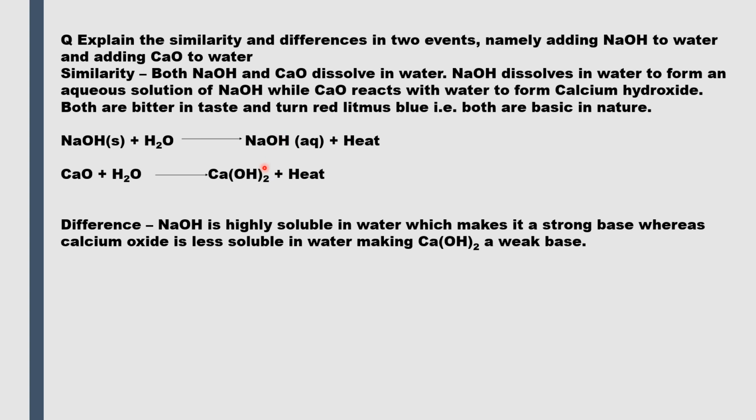Both the compounds contain hydroxyl group, so they are bases, and you know bases are bitter in taste, and all bases turn red litmus paper blue. So we can conclude that both sodium hydroxide and calcium hydroxide, you can say, are basic in nature. What is the difference between both of them? Sodium hydroxide is highly soluble in water, so it's a strong base. Calcium oxide is less soluble in water, so it becomes a weak base.